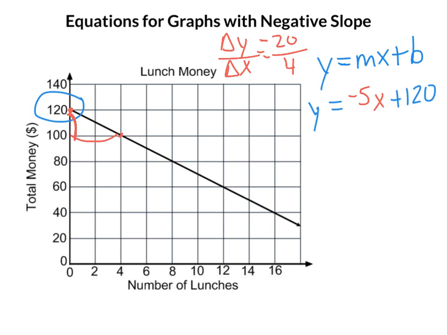But in the context of this problem, it may actually make more sense for me to start with writing my y-intercept. Because in this case, as we look at this situation, the person would be starting with $120, and every time they buy a lunch, they're spending $5. So they're taking away $5 per lunch. So reordering using the commutative property, this equation makes more sense in the context of what this problem is.